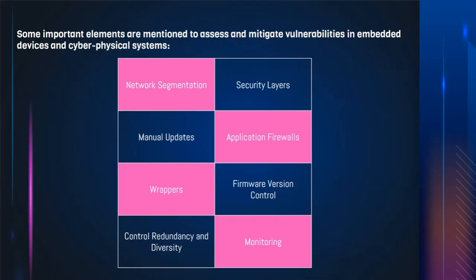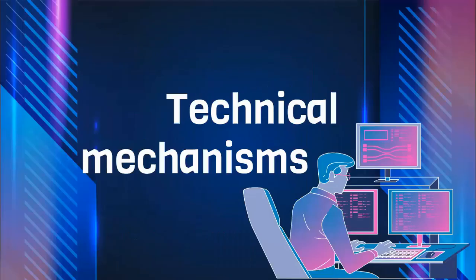Now we have some important elements to assess and mitigate vulnerabilities in embedded devices and cyber-physical systems: network segmentation, wrappers, control redundancy, diversity, security layers, and application firewalls. When security mechanisms are implemented within an operating system, there exists a simple rule: you don't have to trust the software. There are general security rules that professionals in the computer industry must respect.